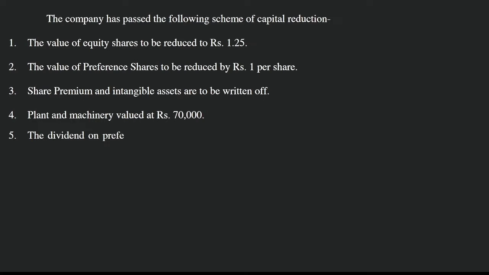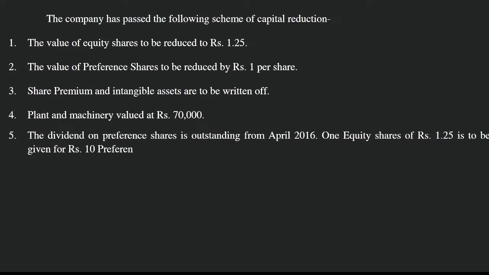Number 5. This is a new adjustment. The dividend on preference shares is outstanding from April 2016. The preference share dividend is outstanding. Now as we discussed in the theory part, what is to be done? We only have to give effect to the dividend that is to be paid. We do not have to give effect to the outstanding. So look at here, dividend is paid. So one equity share of rupees 1.25 is to be given for rupees 10 of preference dividend. Against 10 rupees of dividend, one share of 1.25 rupees is to be given.